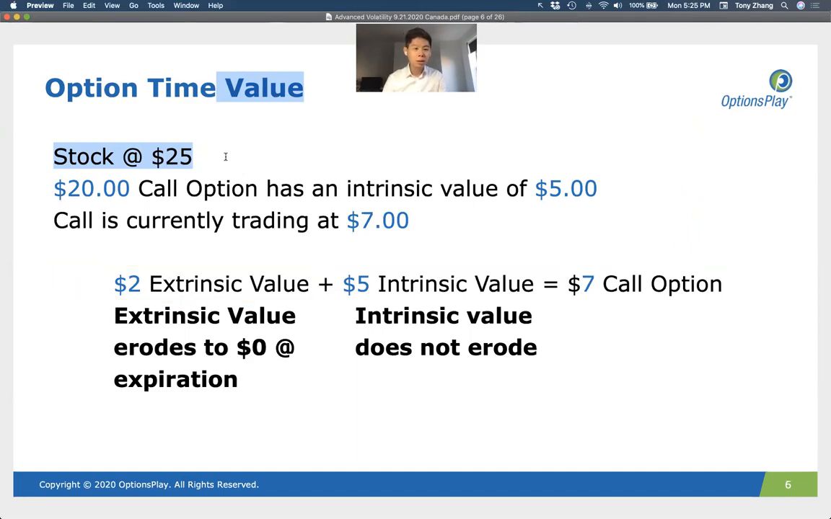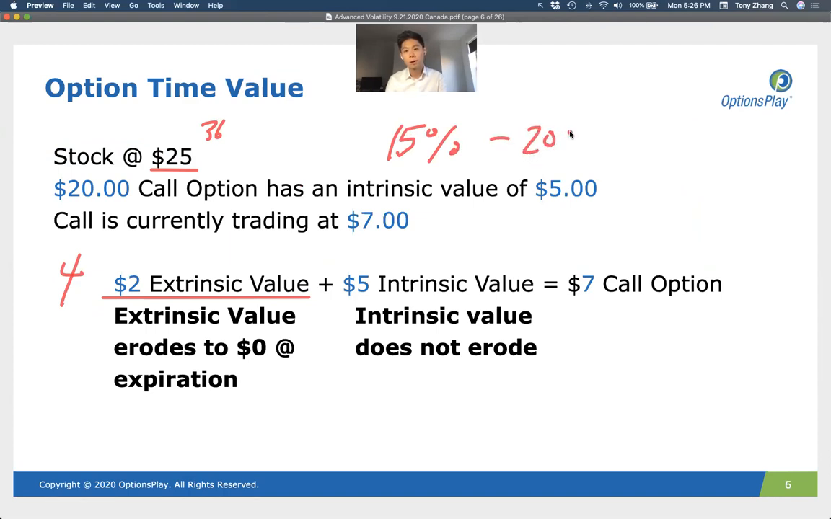Because here, this is a $25 stock with a $2 extrinsic value. But what if this is a $36 stock with a $4 extrinsic value? Is that cheap or expensive? That's why we created implied volatility, because I just have one number that I can compare. I can compare 15% implied vol for one stock versus, let's say, 20% implied vol for another stock.